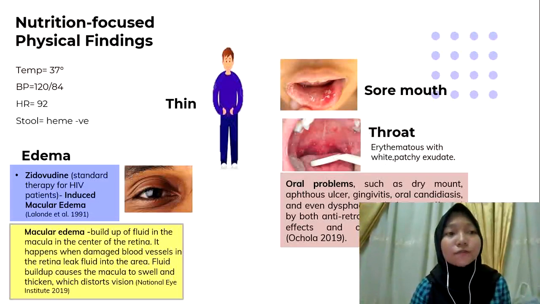Okay. For the nutrition focused physical findings, the patient's temperature is normal, afebrile at 37 degrees Celsius, blood pressure is normal at 120/84, heart rate of 92 is normal, and the patient's stool is also normal with Heme negative.